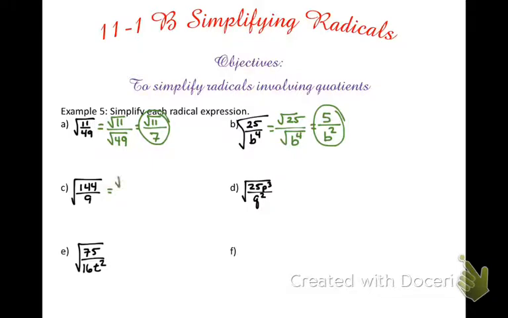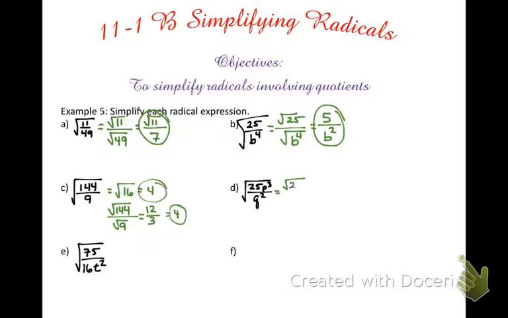Okay, there's another way of doing this. I could do 144 divided by 9, and that's 16. So square root of 16 equals 4. But if you want to do square root of 144 over the square root of 9, which would be 12 divided by 3, which still equals 4. So either way will work to get that answer. Okay, D.